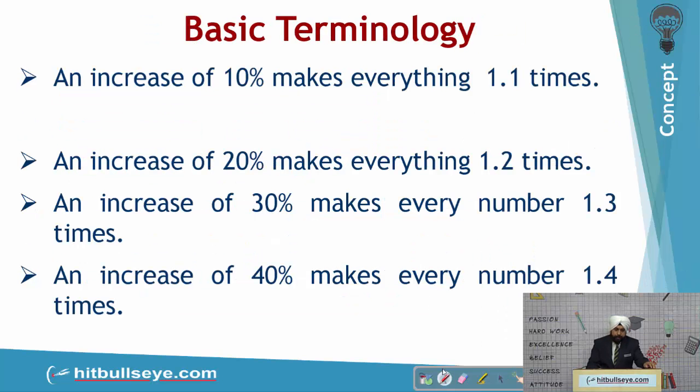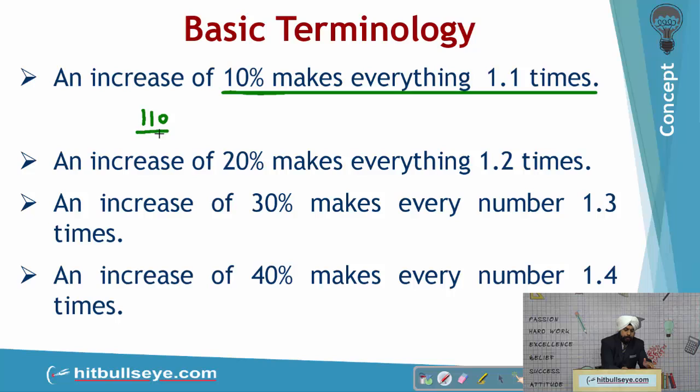The first point in this is that an increase of 10% makes everything 1.1 times. Let's understand, students, we know everything is 100% of itself. So if you add 10% of it to something, the total will become 110%, and 110% we can also call 1.1.